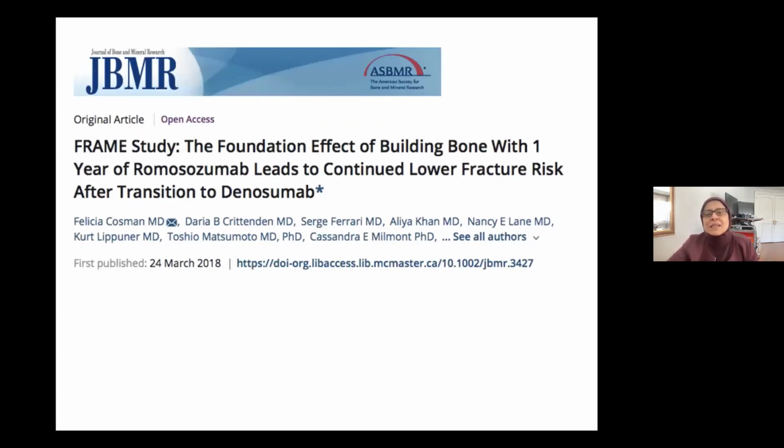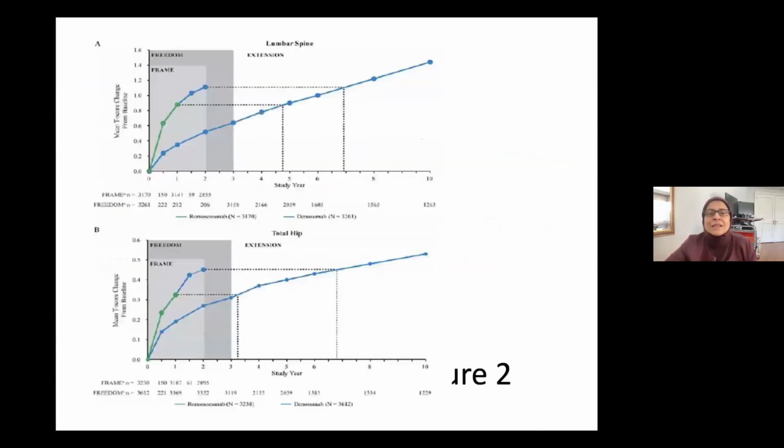And this is a study that was recently completed, and it showed us that romosozumab will have a far greater impact on bone structure than anti-resorptive therapy. In the FRAME study, everybody received romosozumab for the first 12 months in comparison to placebo, and then everybody was switched over. And I'll show you what happened over here.